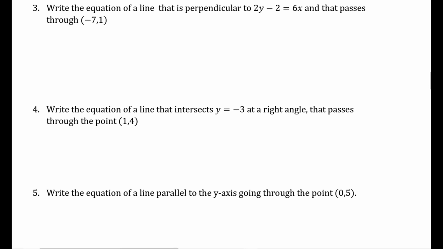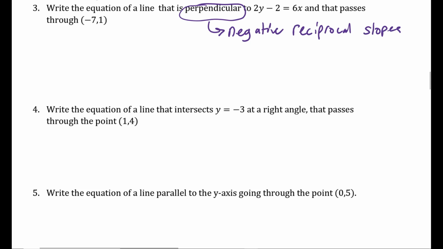For number 3, a very similar problem, but in this case we want to write the equation of a line that is perpendicular to the line that we're given. Remember, perpendicular lines have negative reciprocal slopes. So for example, if I find that the slope of this line is 1/2, the negative reciprocal of that is going to be negative 2/1 or just -2. So keep that in mind as you're going through this one.